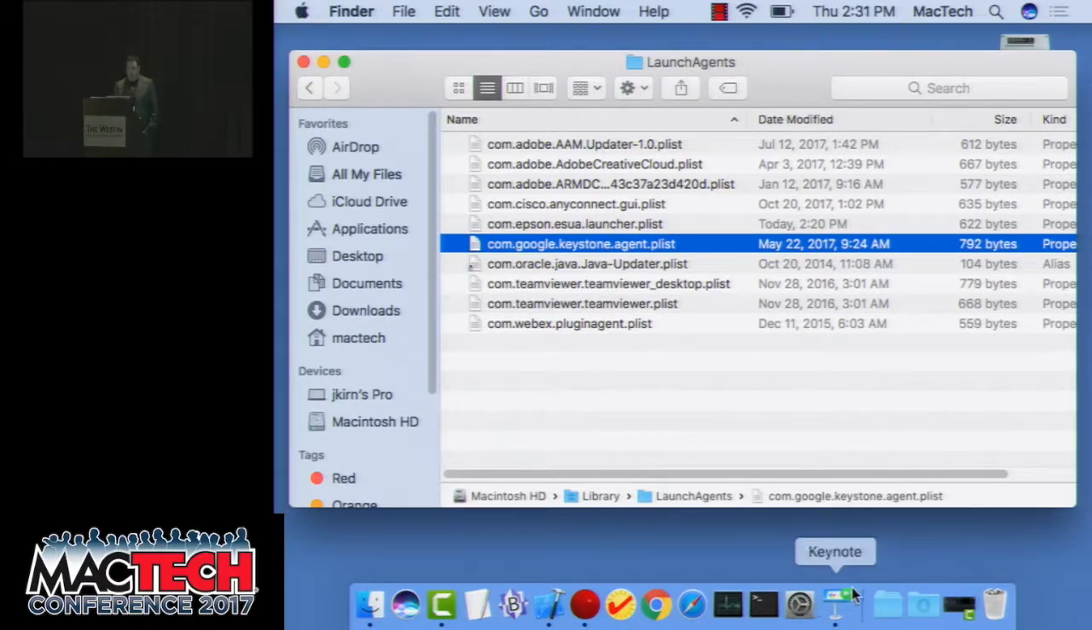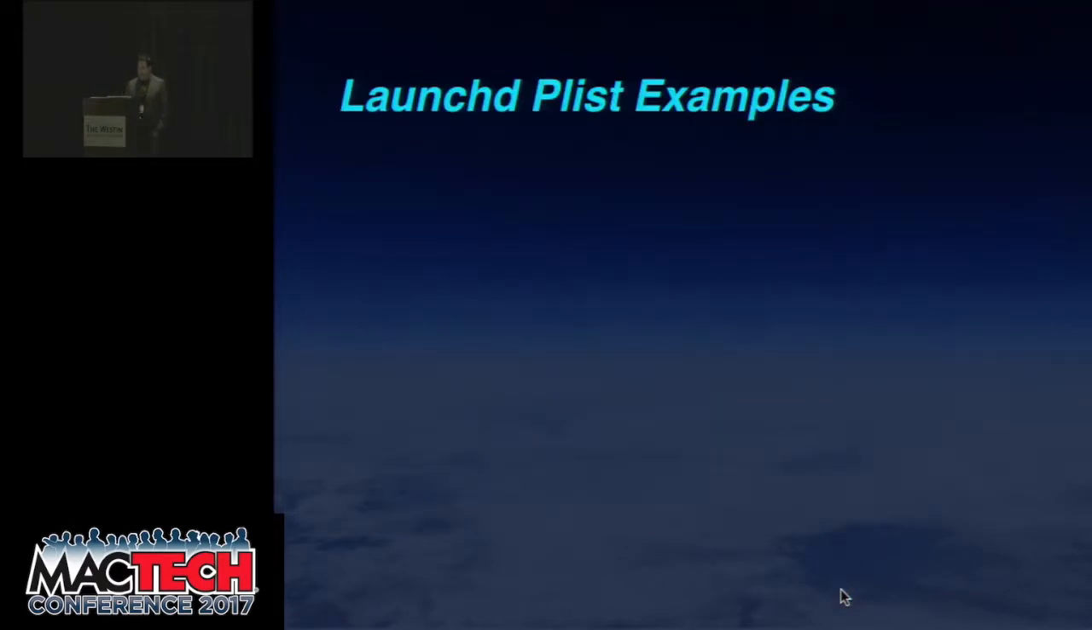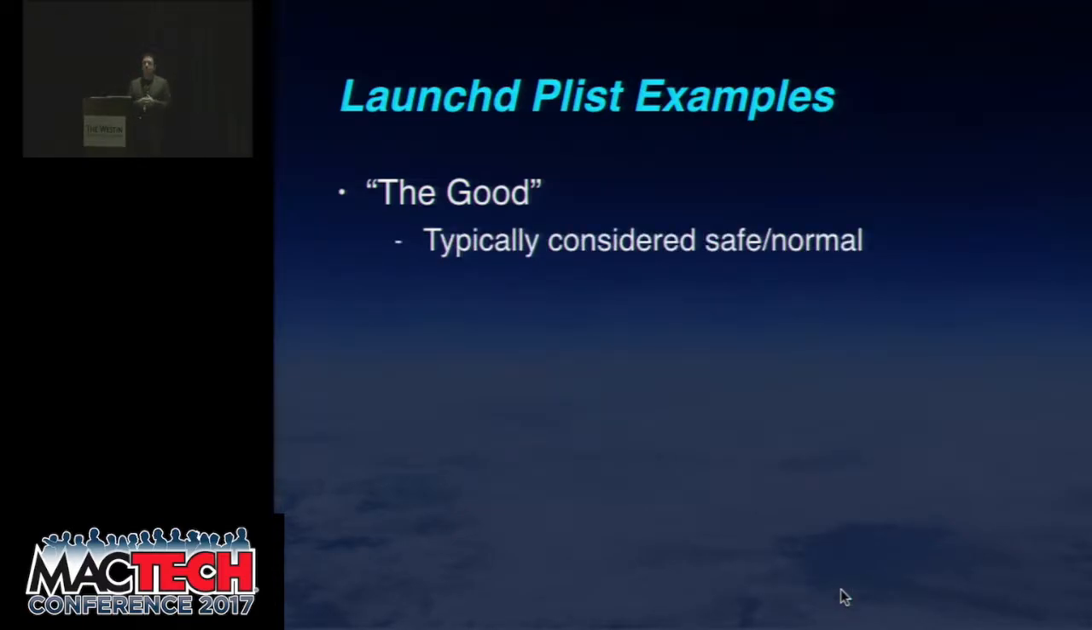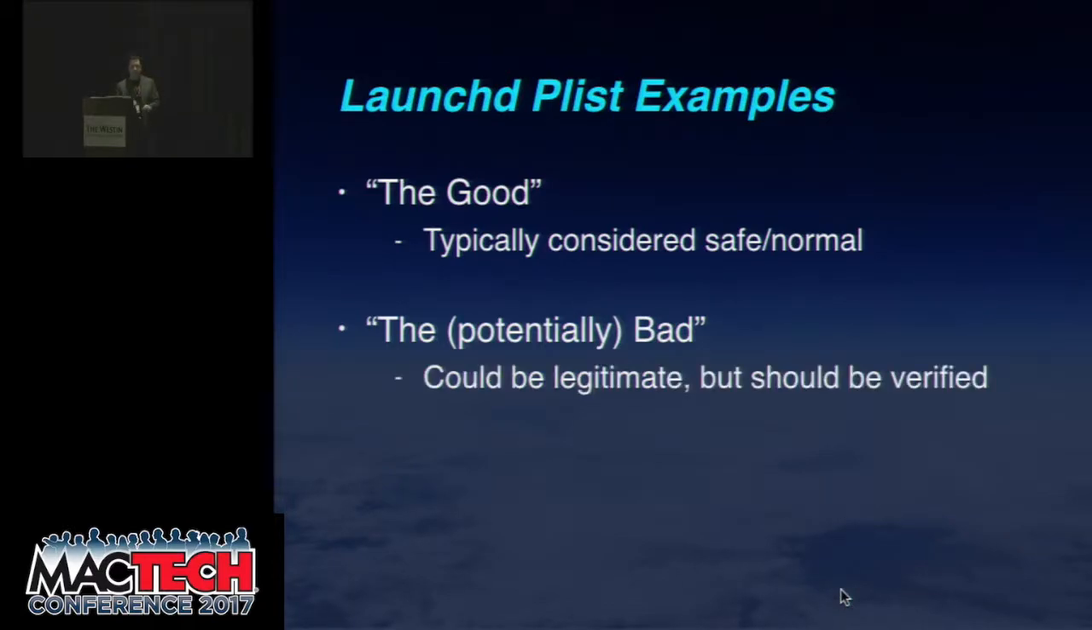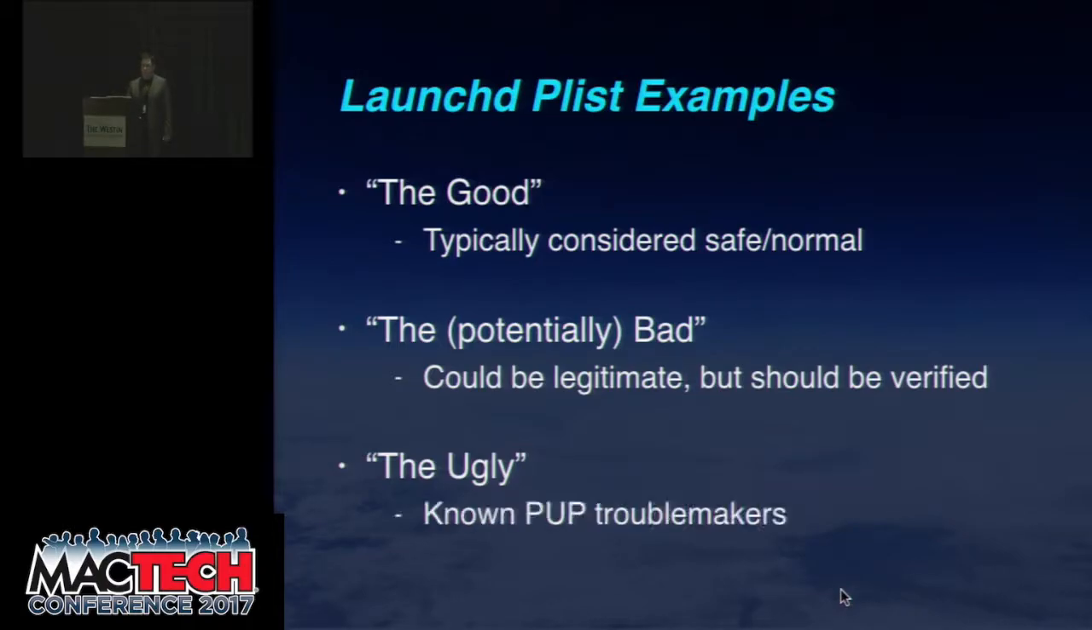So I'll be wrapping up the session today by sharing some lists of plist files that I've collected over the years that I'm categorizing in the good, which is typically considered safe or normal, the bad or potentially bad, which are the things that could be legitimate, but they really should be verified, and the ugly, and these are the known PUP troublemakers, the adware and malware.